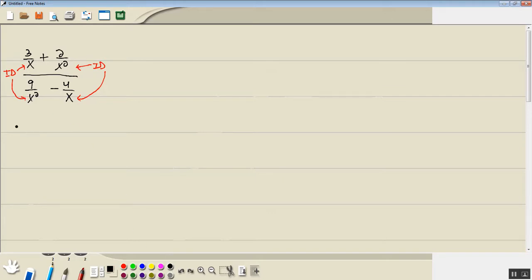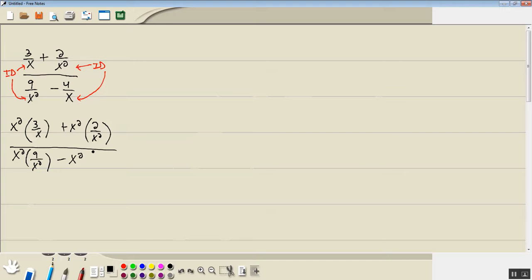Well, our LCM would be x squared. Since they're all x to a power, you choose the one with the largest power. So that's why it's x squared. And we're going to multiply everything by that. So we'll multiply it times our first fraction. We'll multiply it times our second fraction. We'll multiply it times the first fraction on the bottom.